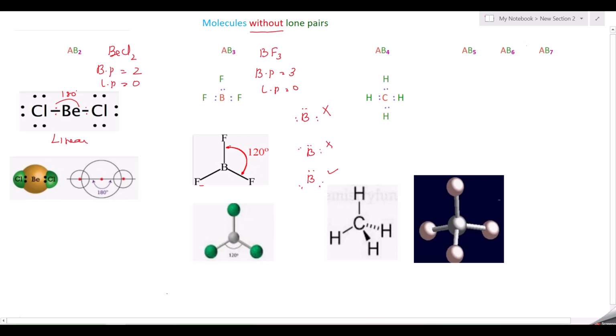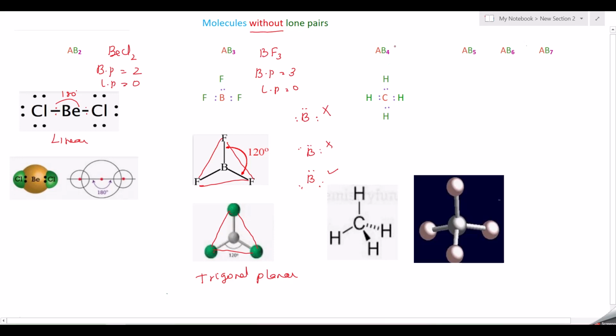So you will have the geometry like this. These three fluorines will occupy the corners of an equilateral triangle. So the angle between two BF bonds is 120 degrees. These three bonds will be in the same plane, so you get a trigonal planar shape, because all three BF bonds are in the same plane. The angle here is 120.